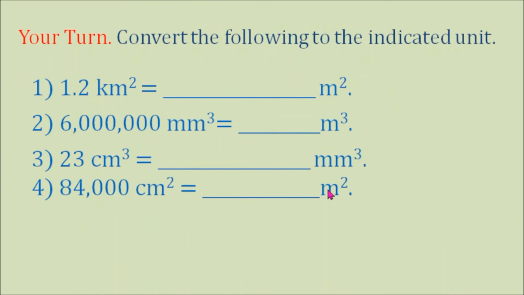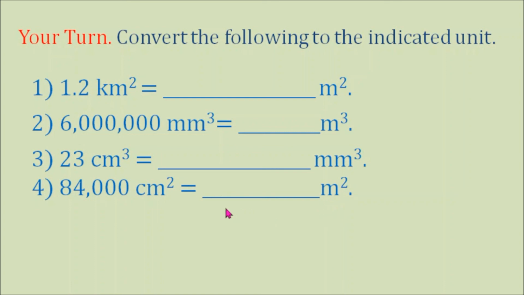Now, your turn. Convert the following to the indicated unit. You can pause the video and work on these 4 items. Number 1, 1.2 kilometers squared equals how many meters squared? Number 2, 6 million millimeters cubed equals how many meters cubed? Number 3, 23 centimeters cubed equals how many millimeters cubed? And number 4, 84,000 centimeters squared equals how many meters squared?